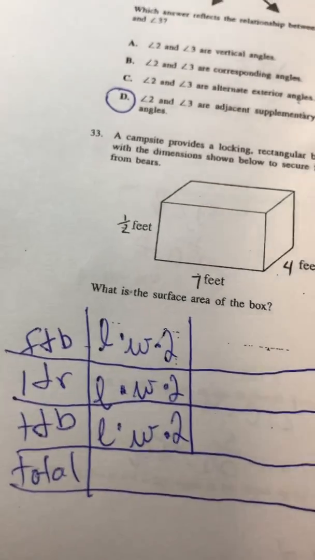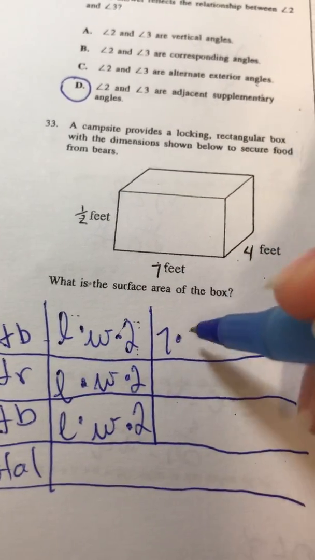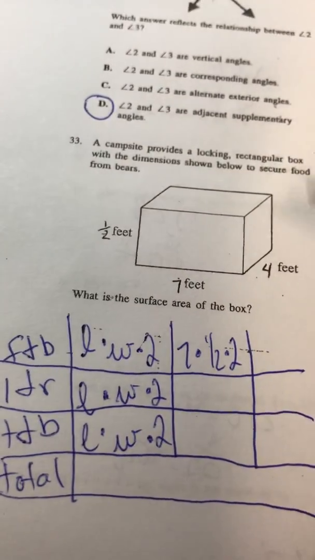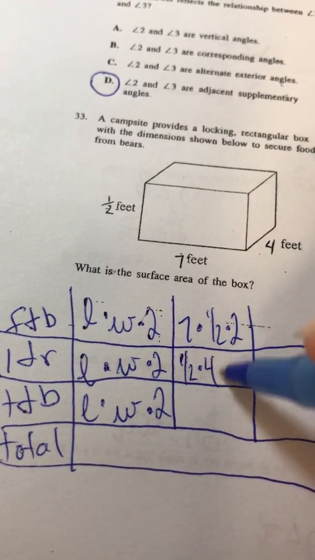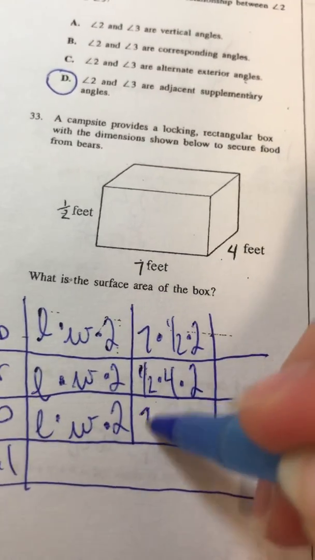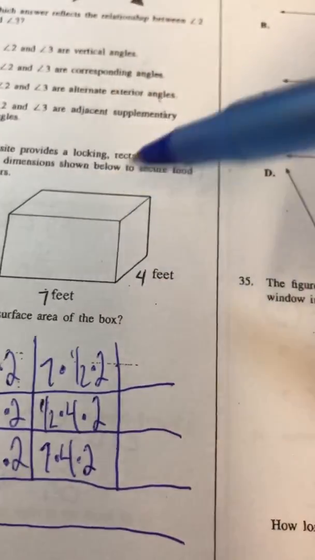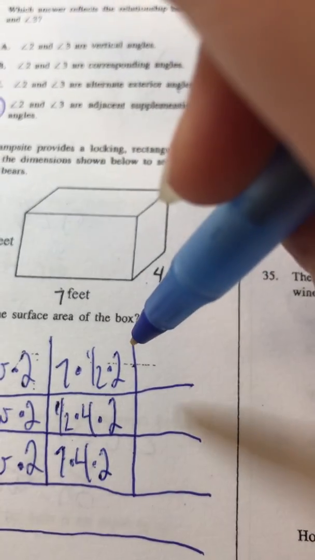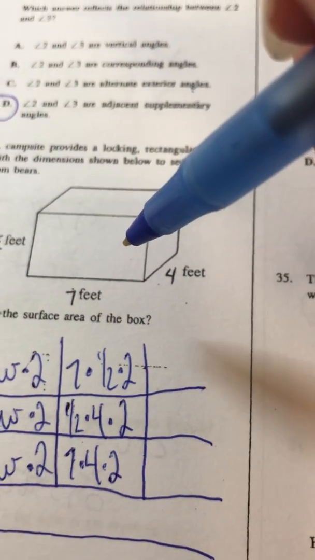Okay. For my front and back, I have 7 feet by a half a foot, so 7 times 1/2 times 2. For my left and my right, I have a half times the 4. Multiply that by 2. And for my top and my bottom, I have 7 times 4 times 2. I'm going to use my associative property, my commutative property to say that I can rearrange things however I like to make the math easier.